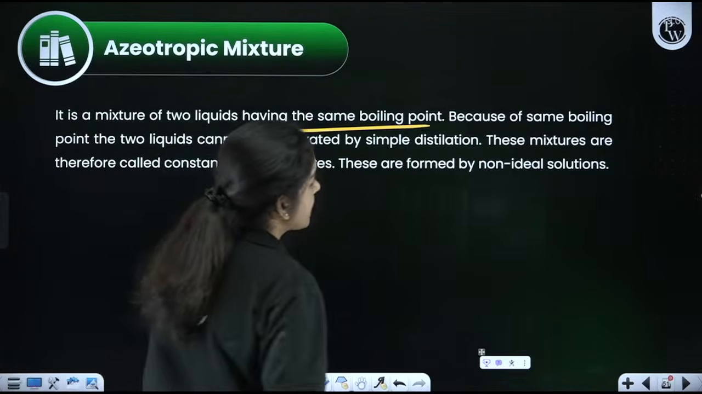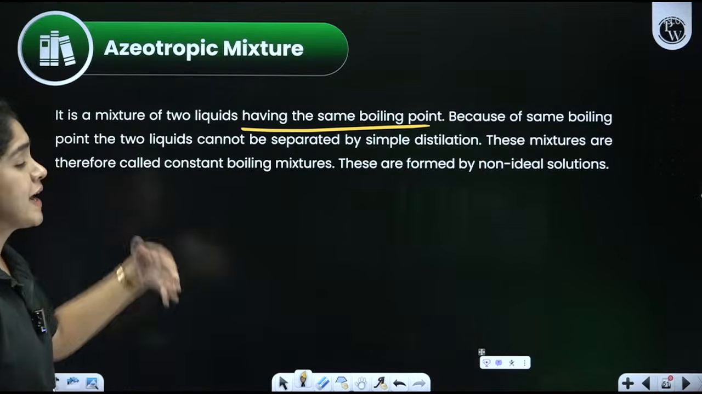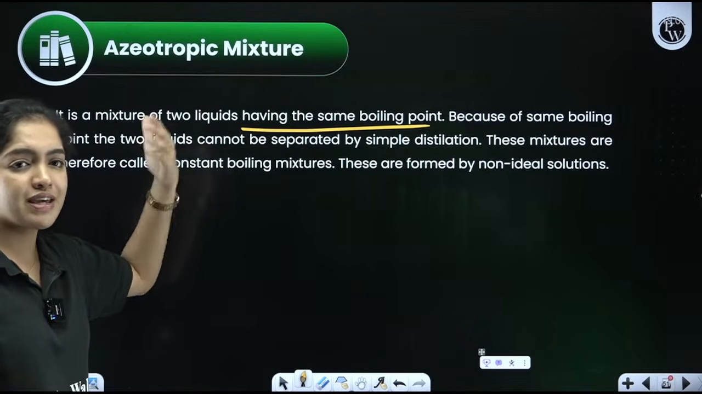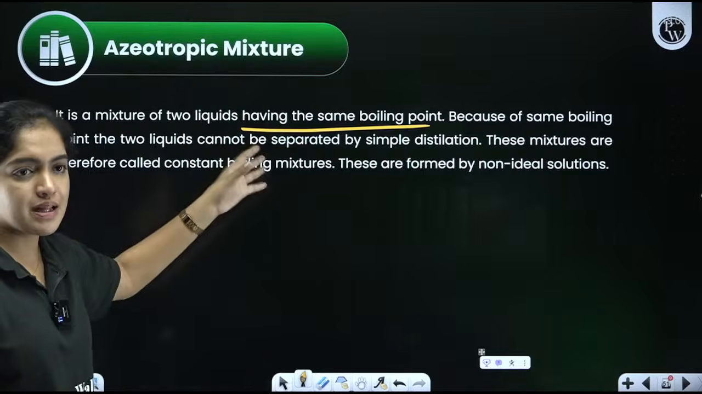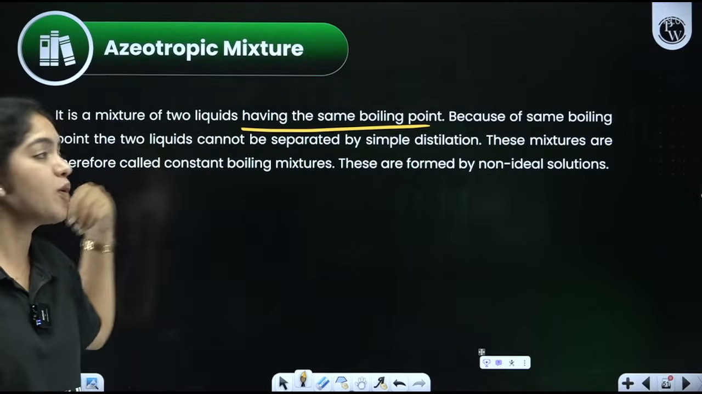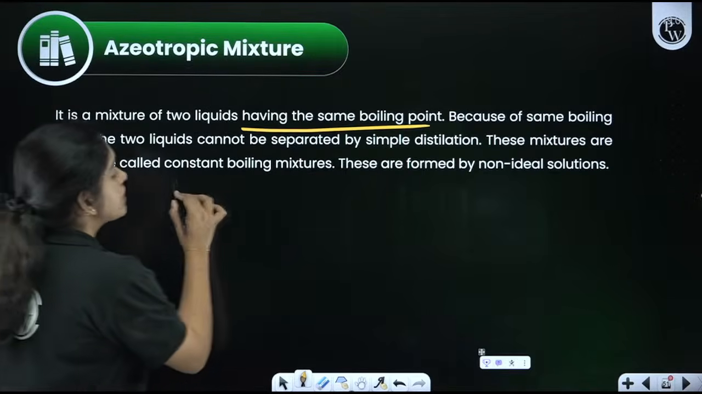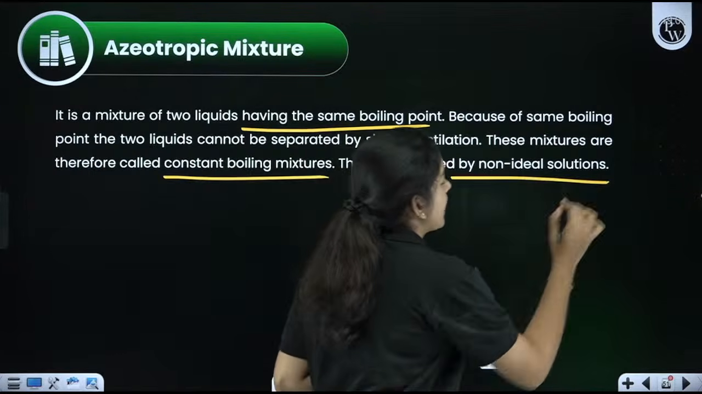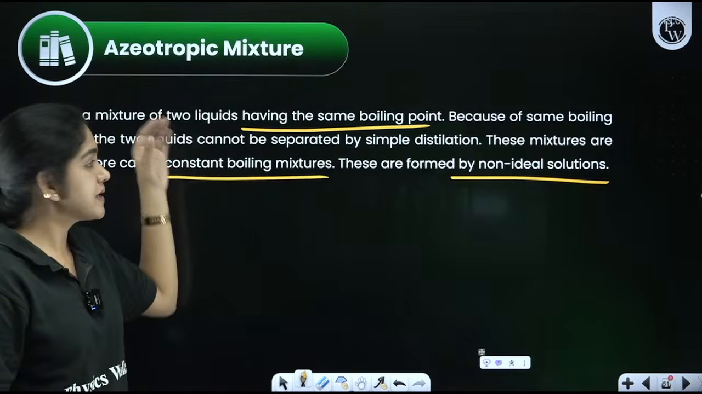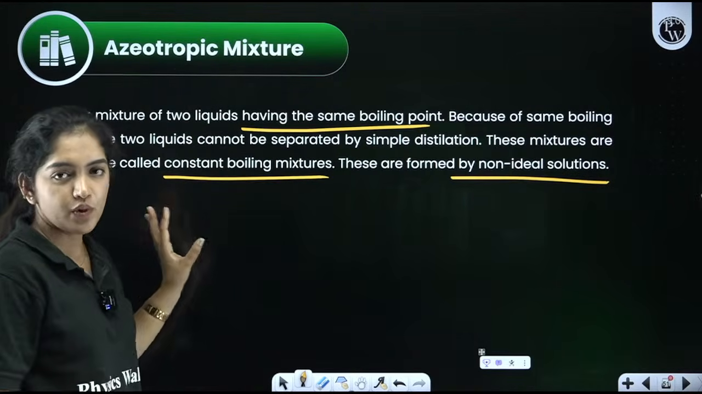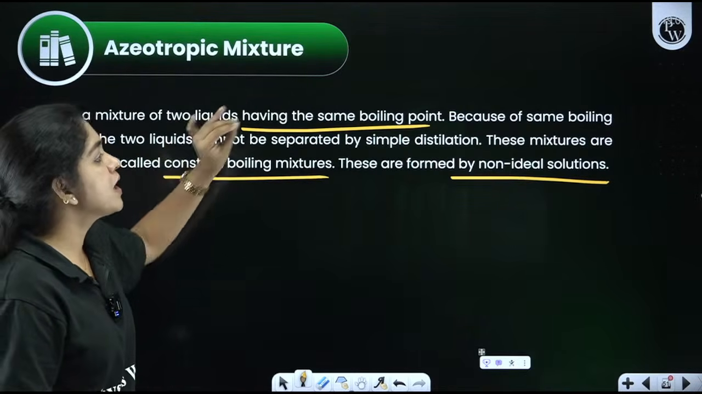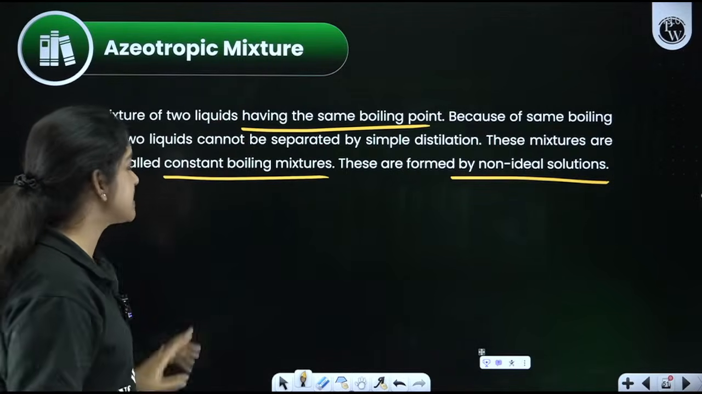They are having the same boiling point. Because of the same boiling point, they are unable to be separated using the simple distillation method. We can use the fractional distillation method to separate them, but it is difficult to separate the mixtures because they have the same boiling point. And these mixtures are called constant boiling mixtures, formed by non-ideal solutions. Actually, these words are not required. It's not in our textbook. You can read, but just learn what is azeotropic mixture. If you are mixing two liquids having the same boiling point, these two liquids cannot be separated. Okay.